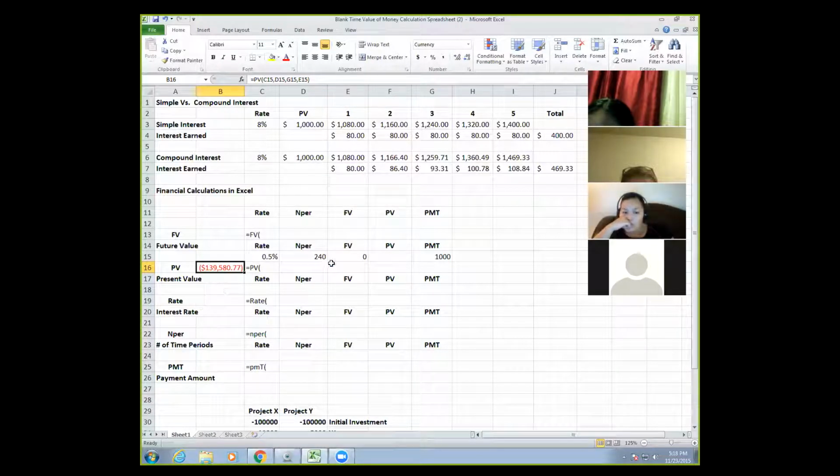So according to this, you should be willing to pay $139,580 for an annuity that will pay you $1,000 a month for 20 years at an average rate of return of 6%.